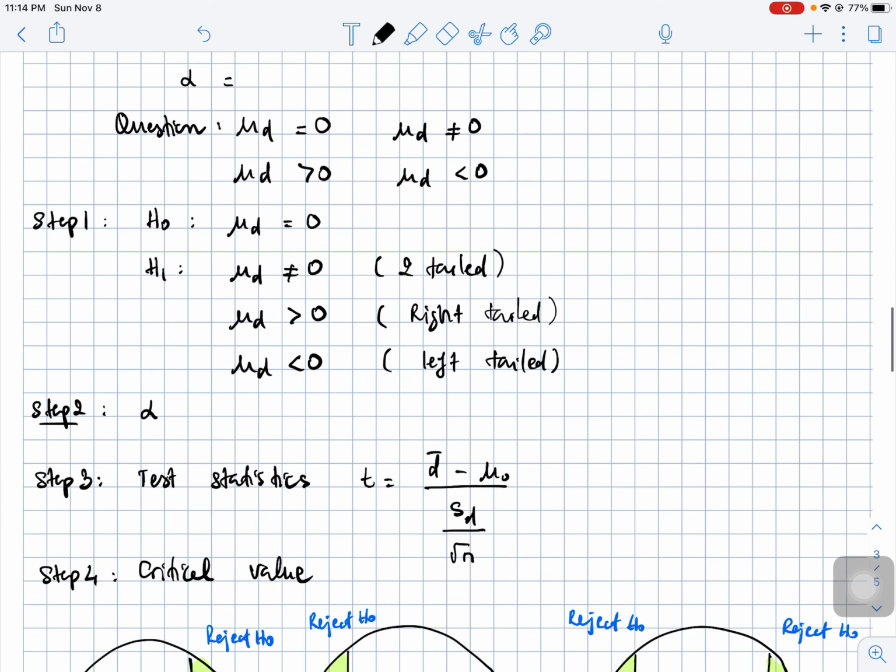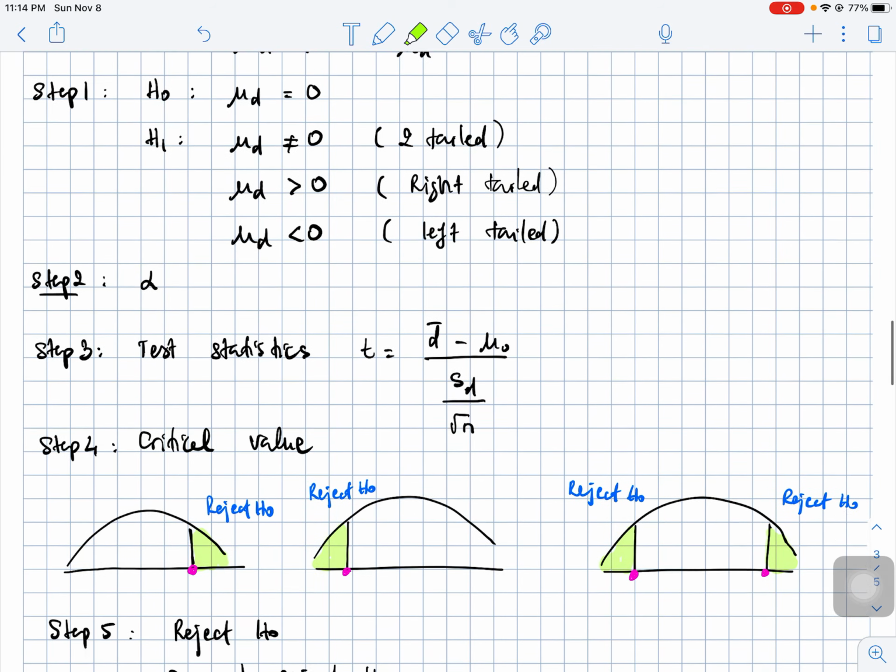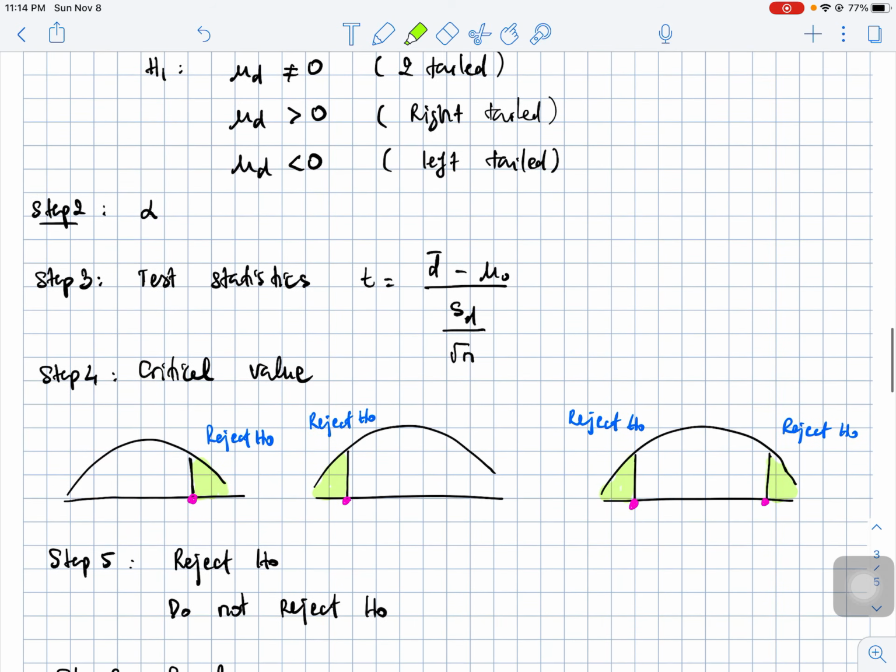Step number 1, we set up the null as mu d equal to 0, and the alternative hypothesis is the opposite. So we have 3 cases: not equal to 0, greater than 0, or less than 0. Then we choose right tail, left tail, or two tail. Step number 2 is the alpha. Step number 3, test statistic t equals d bar minus mu d over sd divided by square root of n.